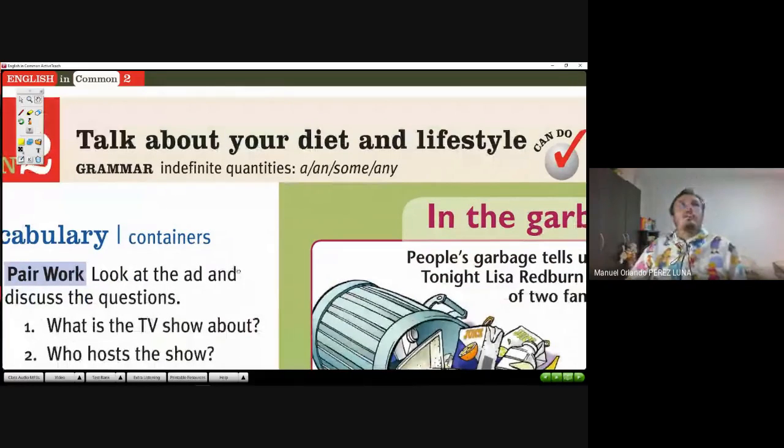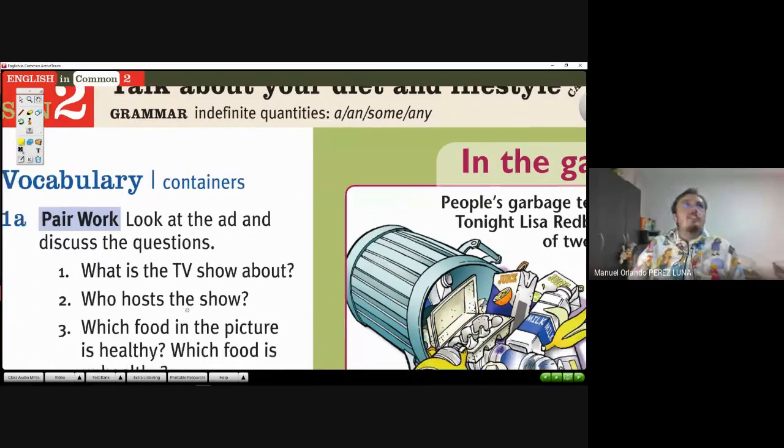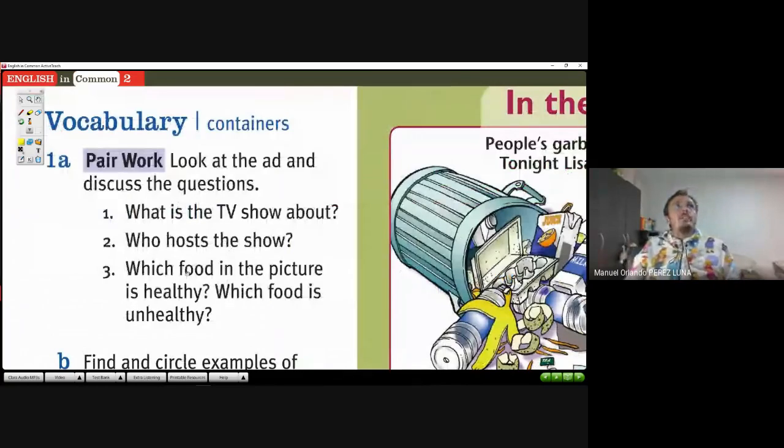We're gonna talk about quantities. We're gonna talk about the use of a, an, some, and any. Remember that this activity, the use of a, an, some, and any, we worked on last classes. We spoke about those situations, so we are going to practice on this lesson tonight. Okay, we got there the vocabulary.